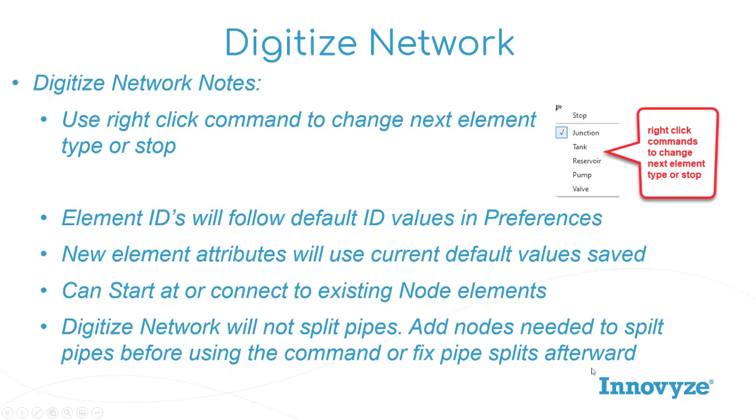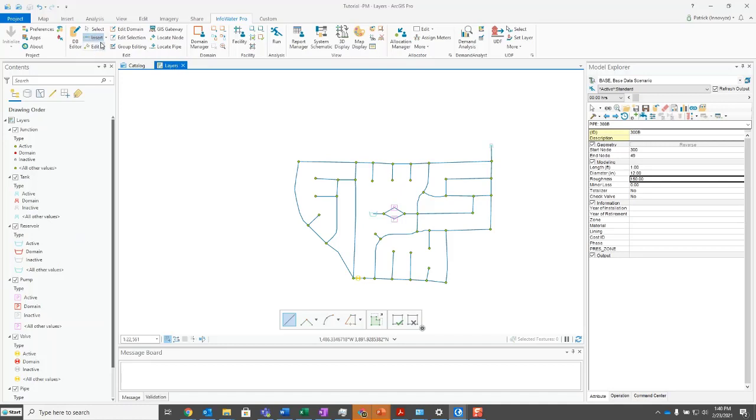So let me show you that really quickly here. We're going to change our insert to digitize network, and I'm going to start on a node. And you can see if I right click here, I can change what the next element is. In this case, I'm going to leave it as a junction. When I double click, it's going to be adding a new junction. I can end on an existing node. I can change the element type. I want to make a new tank. That's right there. Now I want to make a new junction.